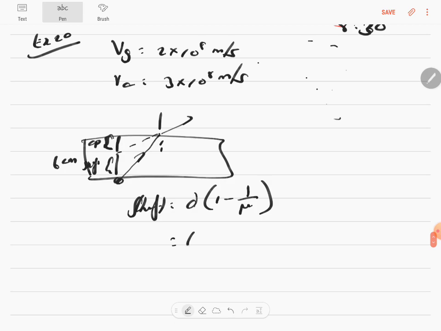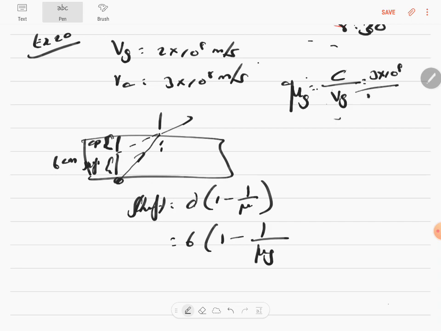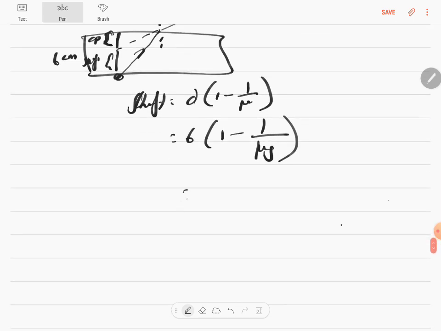d itself is 6 centimeter into 1 minus 1 by mu, where mu is the refractive index of the glass. But they haven't given the refractive index of the glass. We know it's 1.5. Whether we are allowed to take it, I don't know. So then just do the refractive index of the glass with respect to air, which can also be the velocity of light in vacuum by the velocity of light in glass, which is 3 into 10 to the power 8 by 2 into 10 to the power 8. We're using the given values, let's find it. So it's 1.5 and that's exactly what it is, but you need to use what is given.